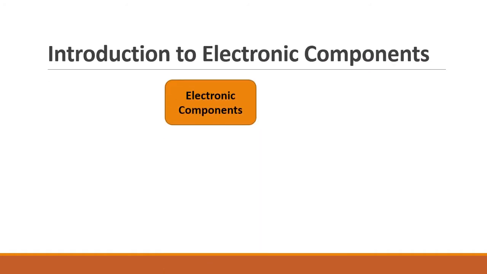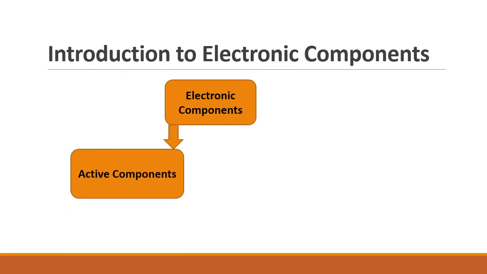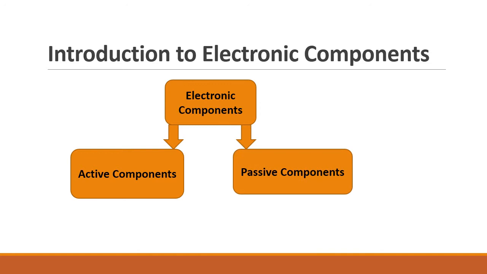So electronic components are basically classified into two types. The first type is active components and the second is passive components. Now we will go for details of active components and passive components. So let's begin with active components.